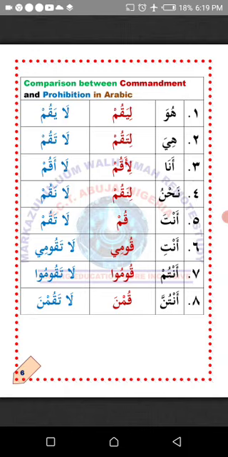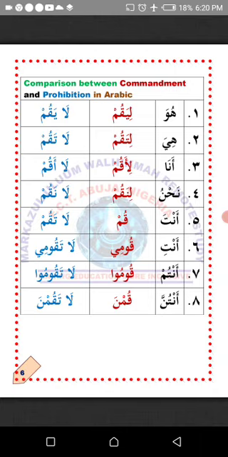Now the comparison between Amrun, commandment, and Nahayun, prohibition. Wahid, number 1. Huwa, he. Liyakum, he should stand. La yakum, he should not stand. Ithnan, number 2. Hiya, she. Litakum, she should stand. La takum, she should not stand. Thalatha, number 3. Ana, I. Liakum, I should stand. La akum, I shouldn't stand. Arba'a, number 4. Nahnu, we. Linakum, we should stand. La nakum, we should not stand.